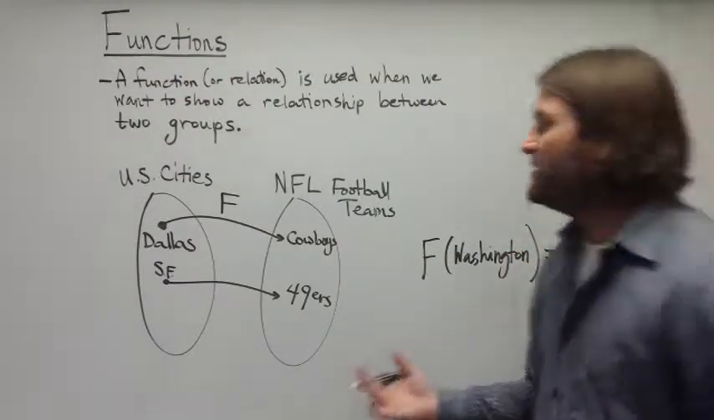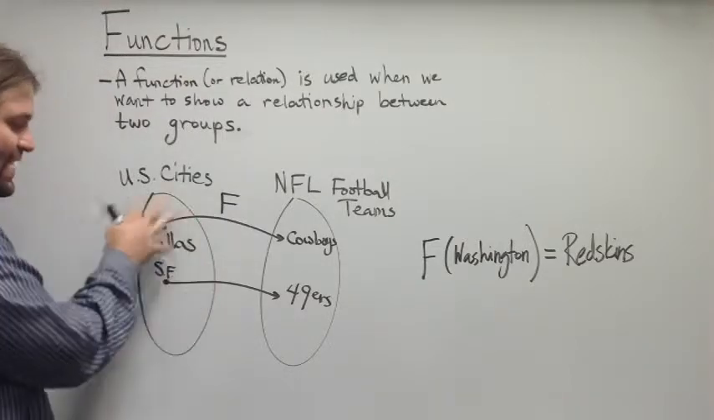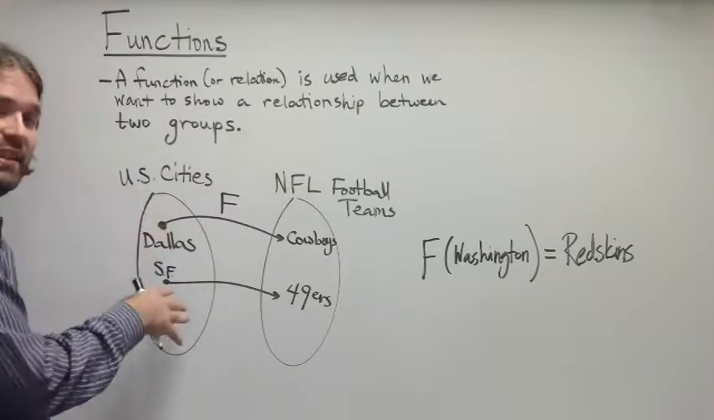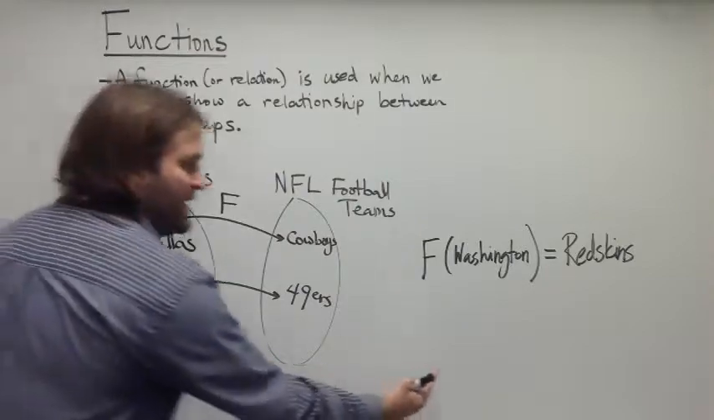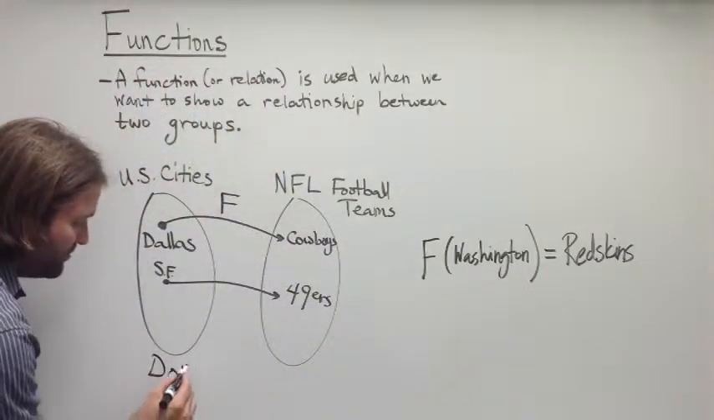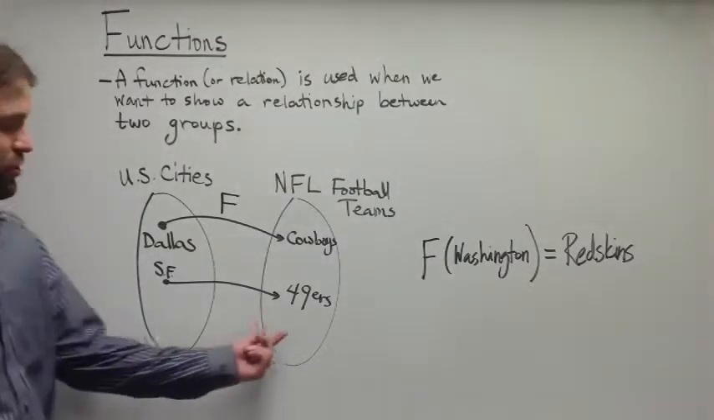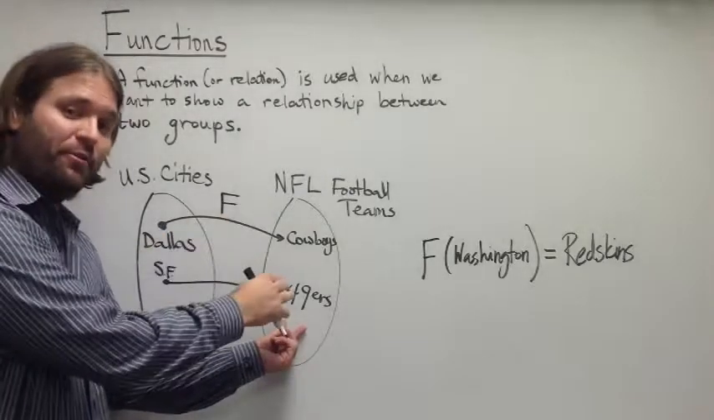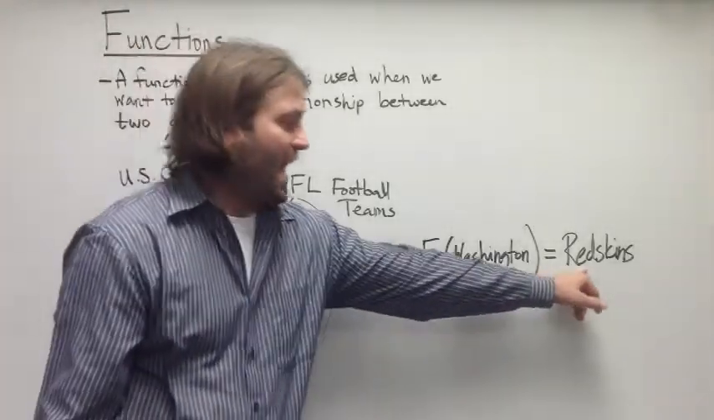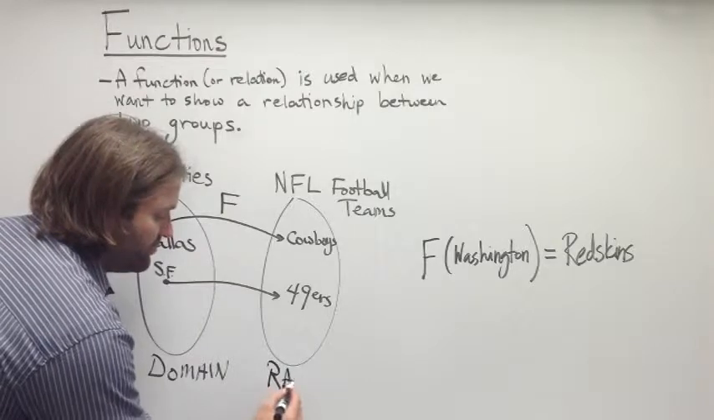Now, we have special names for these two groups. In this case, the group of U.S. cities, that is the group that's sort of being input into the function, we call the domain. The group that is on the other side, that is, this is the output of the function, is what we call the range.